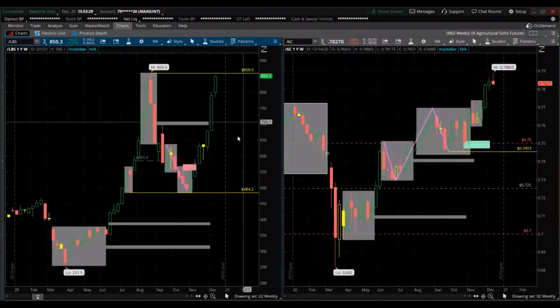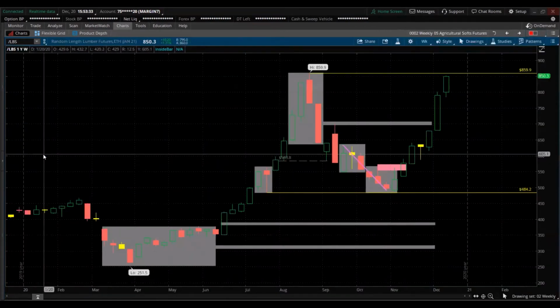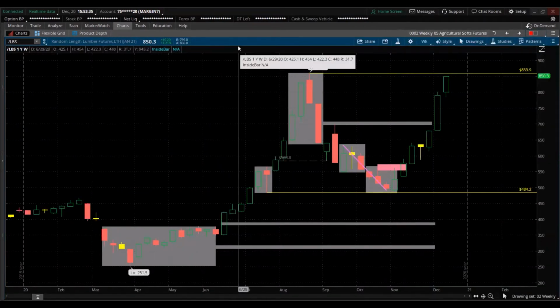Let's go to softs. What are softs? Lumber. The number one country the U.S. imports lumber for construction and housing from is Canada. So we have to convert our U.S. dollar into Canadian dollars to import lumber from Canada. Yes, the United States gets lumber from Central and South America, but the majority of it for construction comes from our neighbors in the north, Canada.